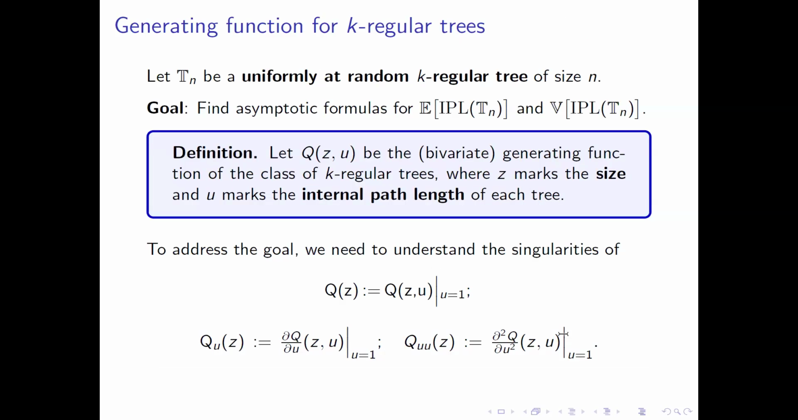And this is a good question for generating functions. So if we say that Q(z,u) is going to be the generating function for K-regular trees, where z is, of course, going to mark the size, and then u will mark the internal path length. And in order to get the expected value and variance that we want, we're going to be interested in the singular points of the function shown here, which is just the ordinary generating function, and then its partial derivatives with respect to u.